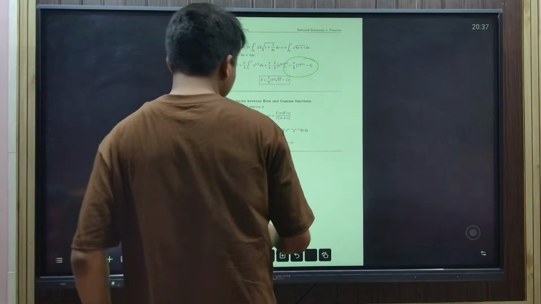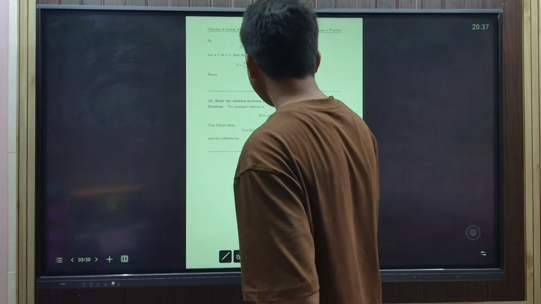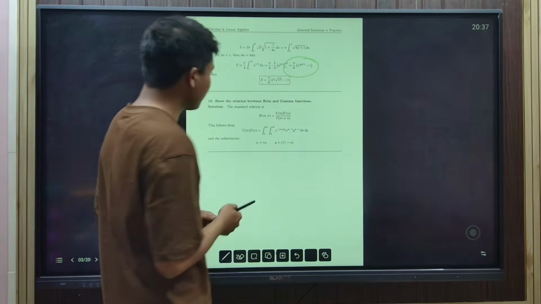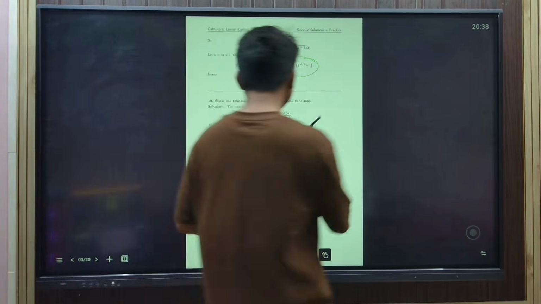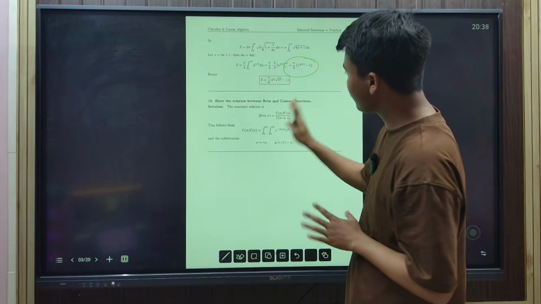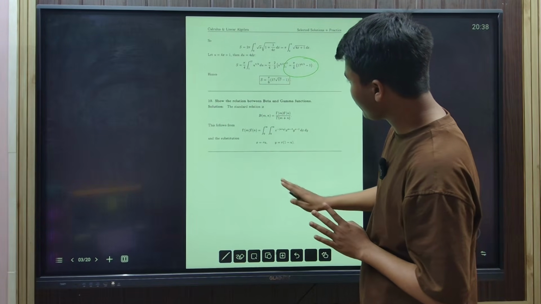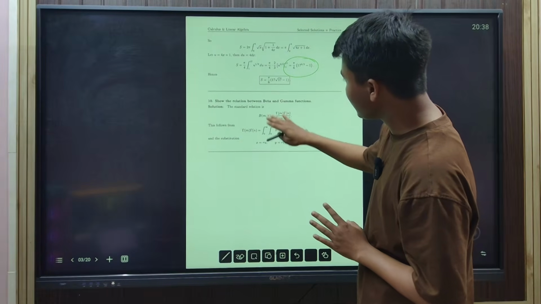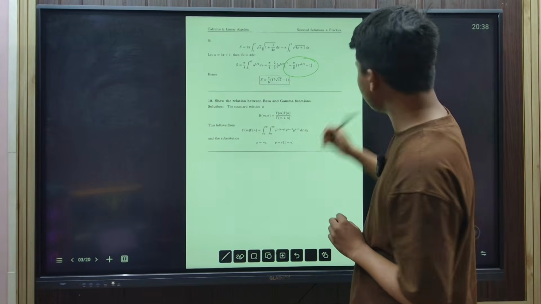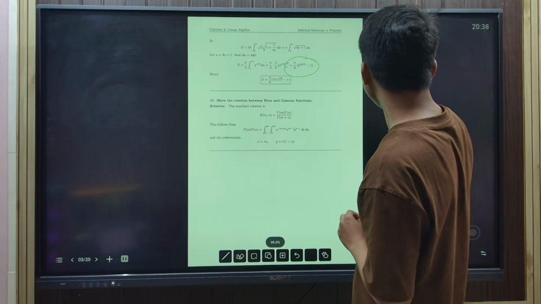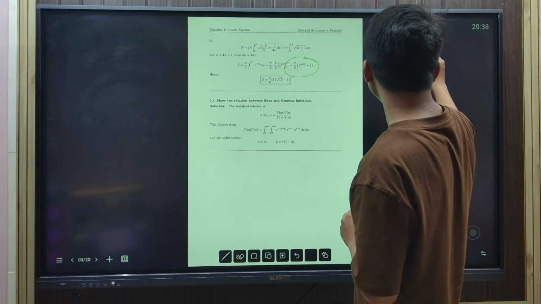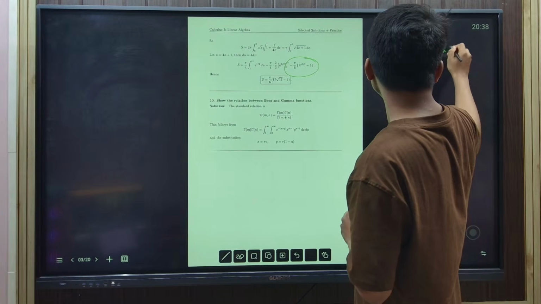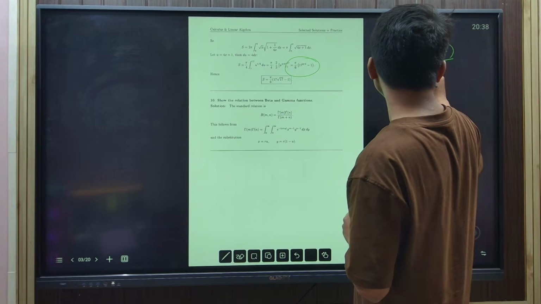Okay. Now the next problem: show the relation between the beta function and gamma function. What is the beta function? So beta function is beta m comma n, and what is the relation? Standard relation is beta of m comma n exactly equal to gamma of n into gamma of m divided by gamma of m plus n.